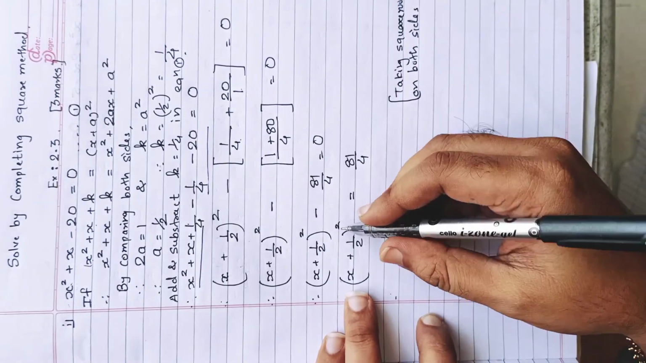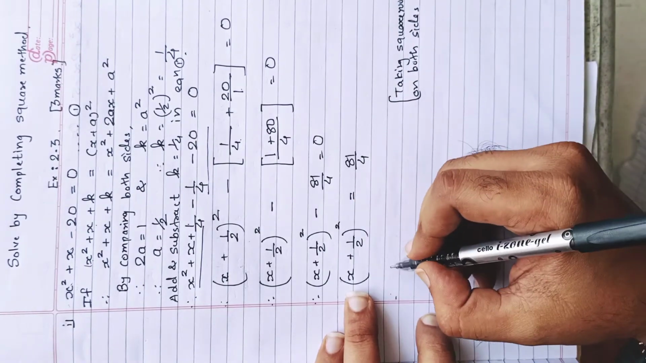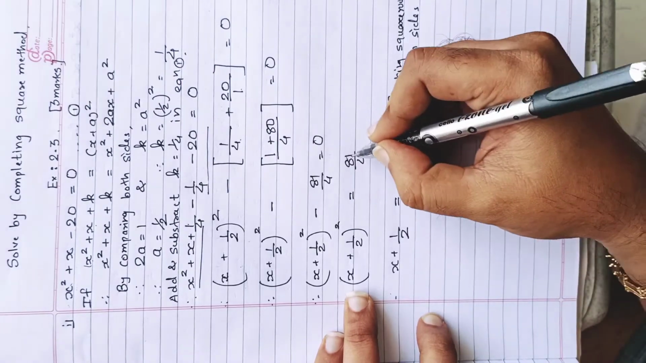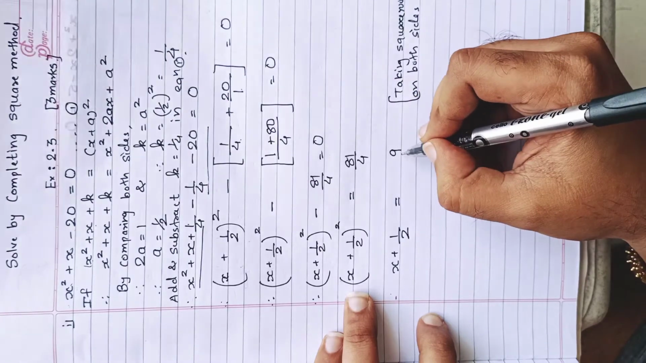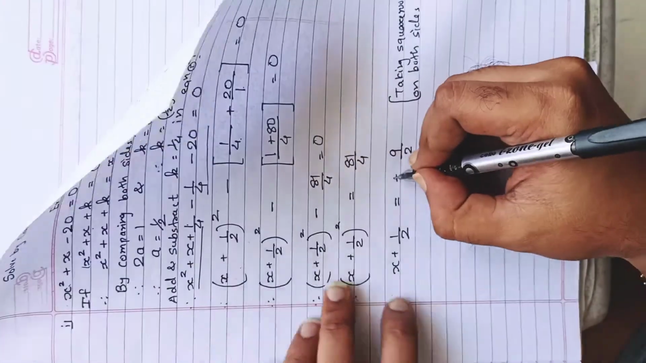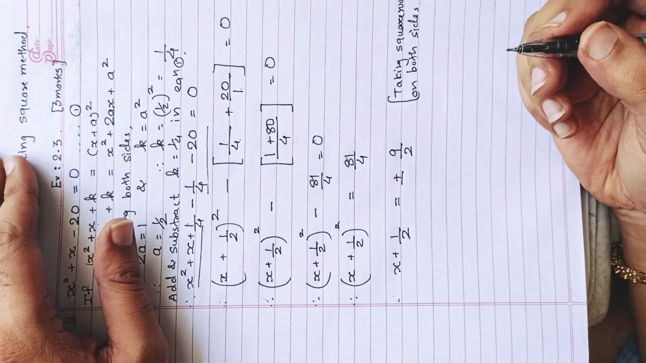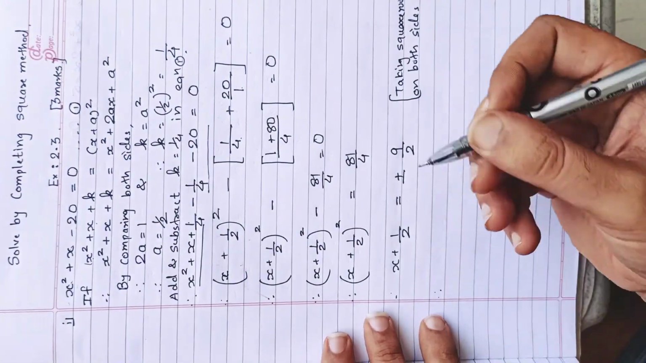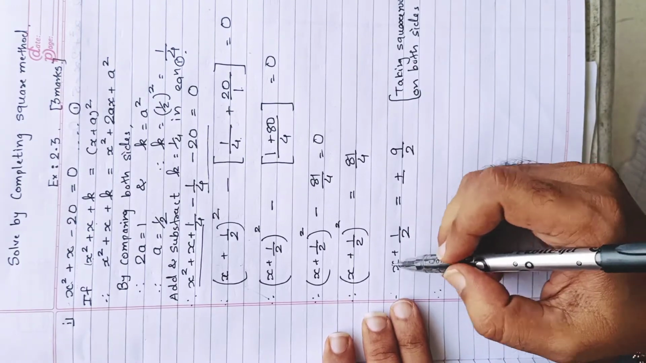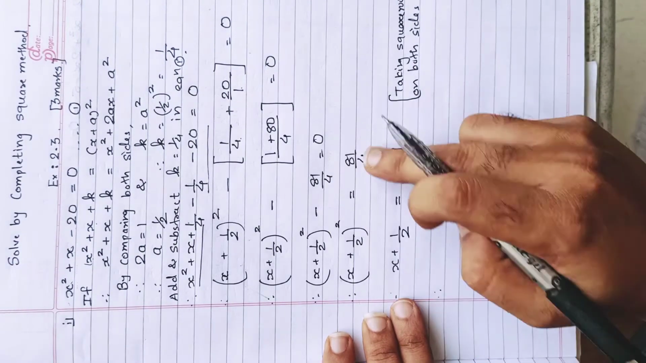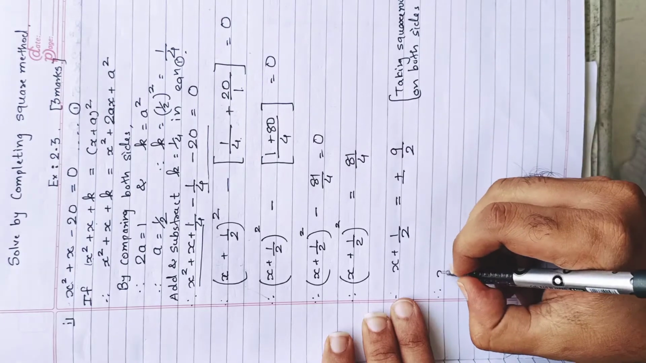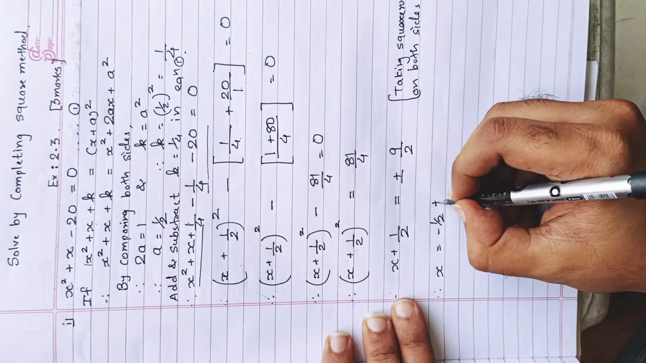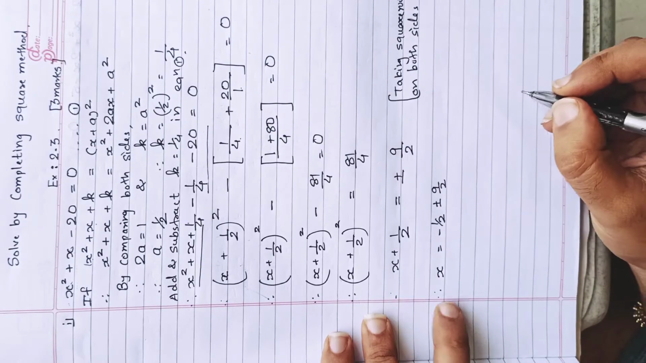So here the square root of something square will remain the same number, which is x plus 1 upon 2, equal to the square root of 81, which is 9, and the square root of 4, which is 2. You know the square root is always plus minus. So plus minus 9 by 2. Now what we are finding is the value of x. So this plus half will go there. So x equal to minus half, and already plus minus 9 by 2 is there.